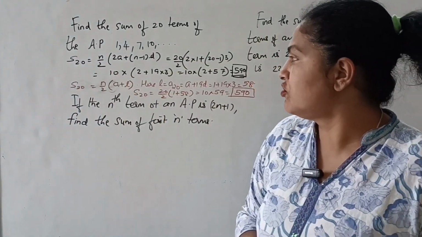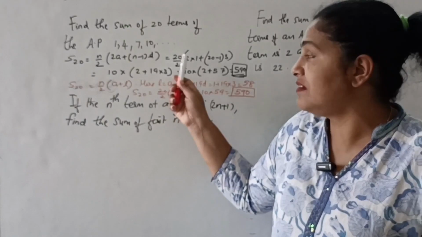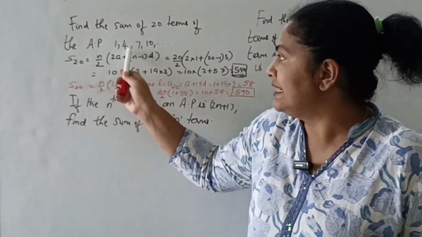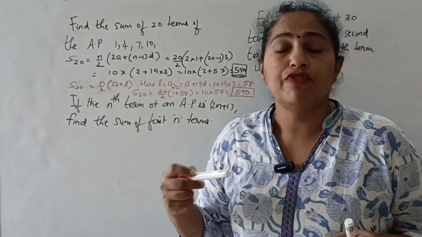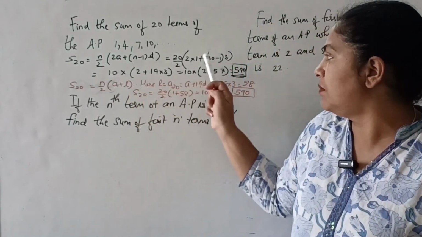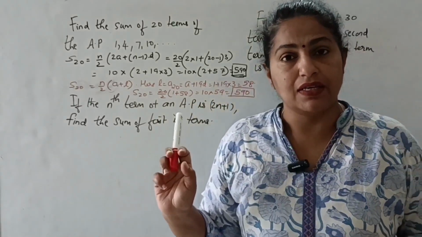In the first case, I have used the formula n by 2 into 2a plus (n minus 1) into d. A is the first term, which is equal to 1. D is 4 minus 1, 3. Number of terms is 20. We need to find the sum of 20 terms. So directly applying the formula over here and simplifying it, I am getting 590.